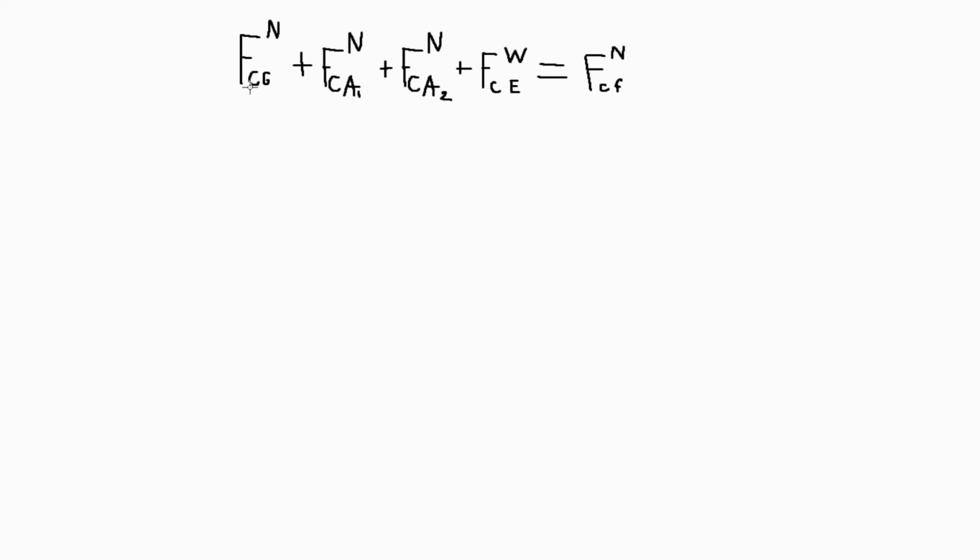Adding the force normal on the chair by the girl to the force normal on the chair by both armrests and the force of weight on the chair by the earth, we get the force normal on the chair by the floor. Plugging in numbers for these values, we end up with a final answer of 645 newtons.